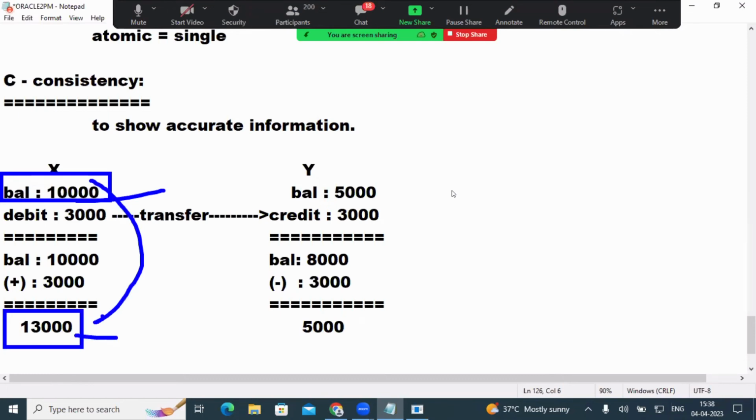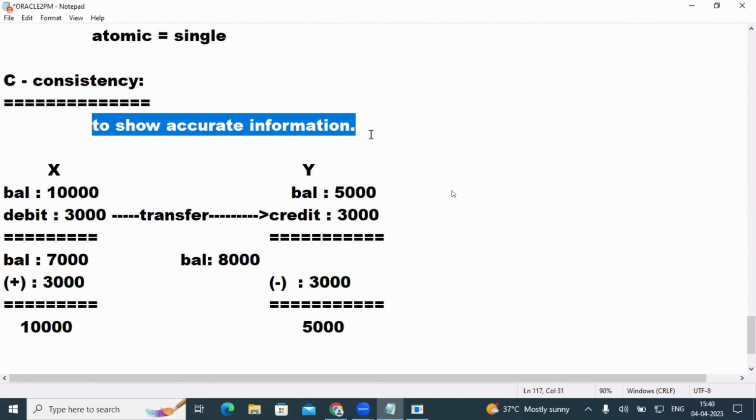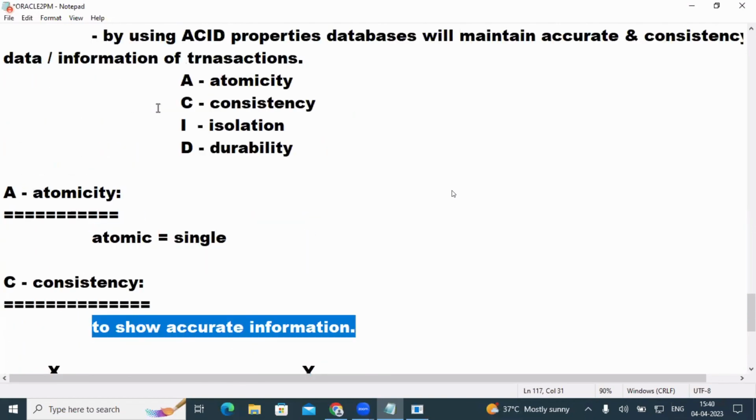But whenever it shows like this, then we have a problem. Yes or no? But this kind of situation is a very, very rare case we are going to face. That may be 0.001%. Otherwise we will always get what now? Consistency of data only. This is what we call it. So that's what I'm saying here. Consistency means to show or maintain accurate information. That is what we call consistency. Okay, right. What about the next one?